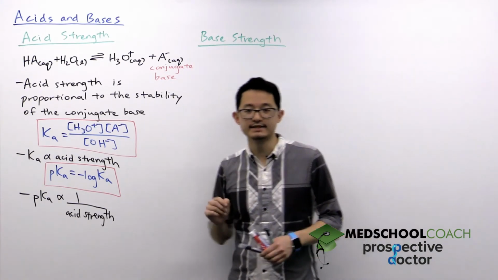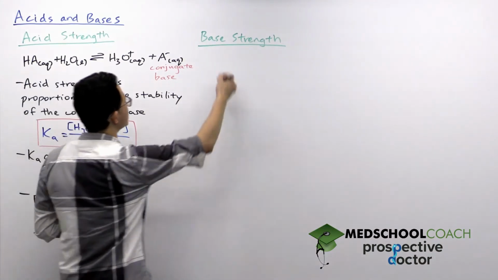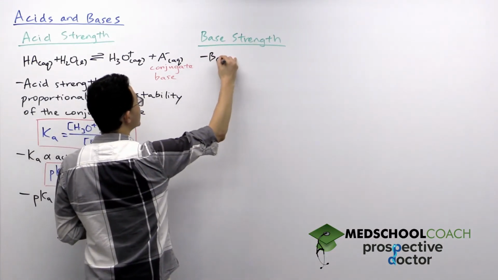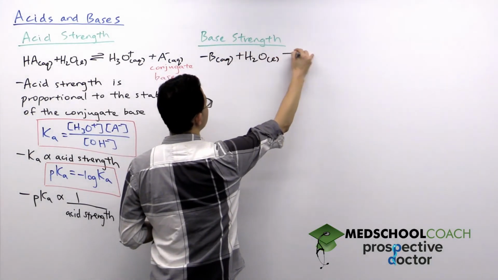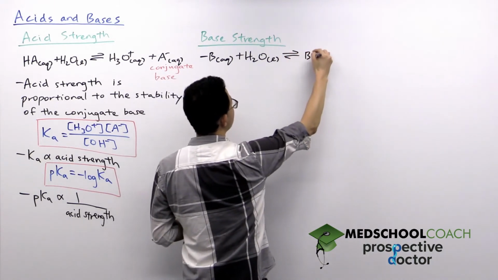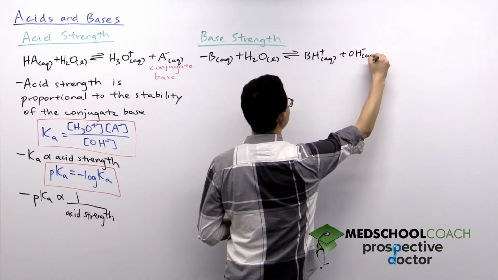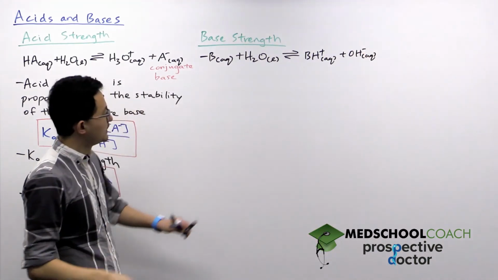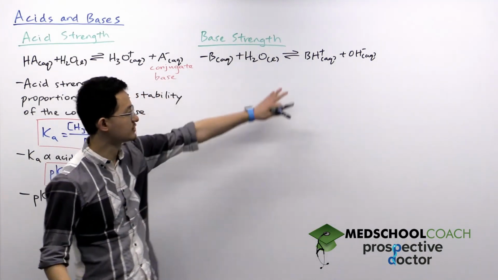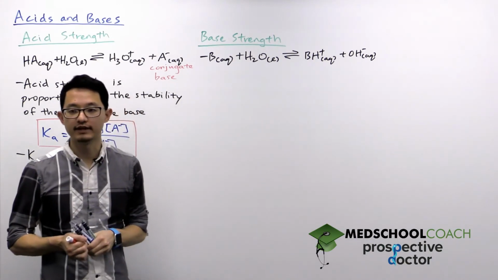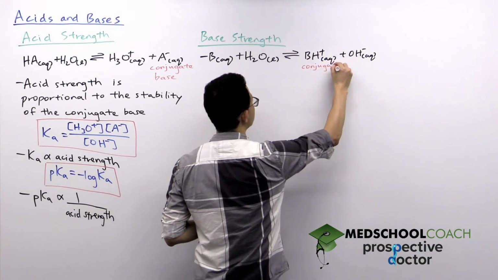Okay, so that's acids. Let's take a look at bases. Again, for bases, we can consider a generic base, which is just some molecule in solution that when added to water can accept a proton. So when it accepts a proton, we are left with BH+ and a hydroxide ion. Now here, BH+ is what we call the conjugate acid. Remember, the conjugate acid is simply the base after it has accepted a proton. So this is the conjugate acid.